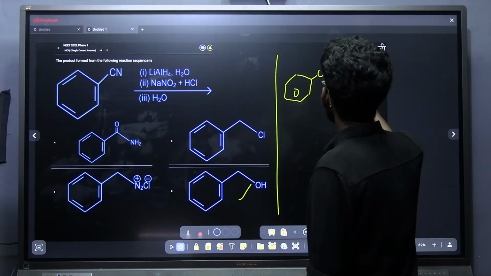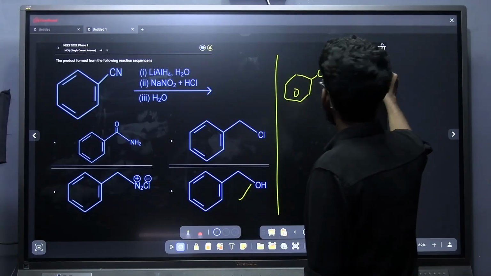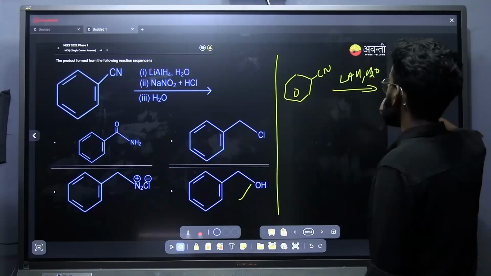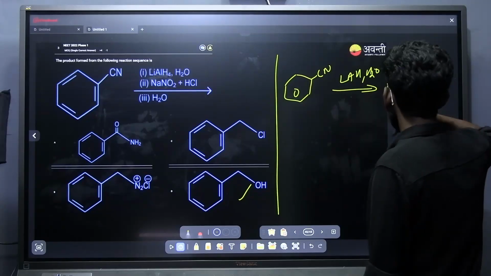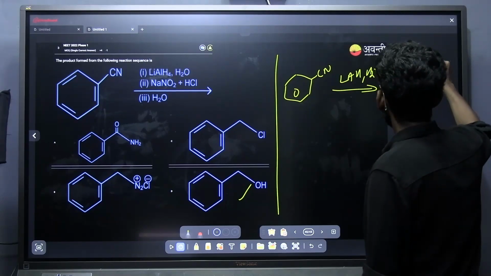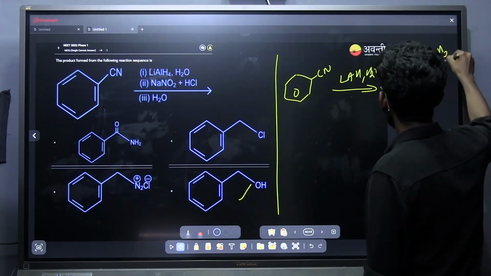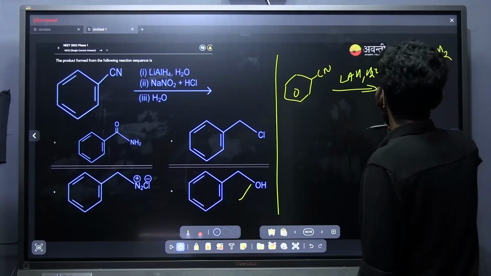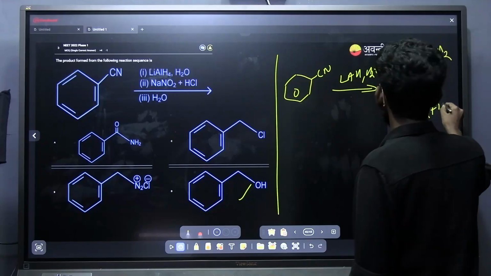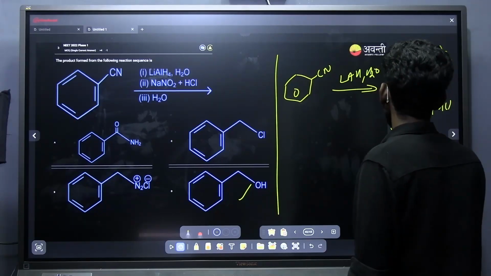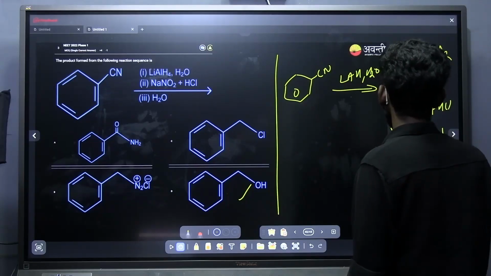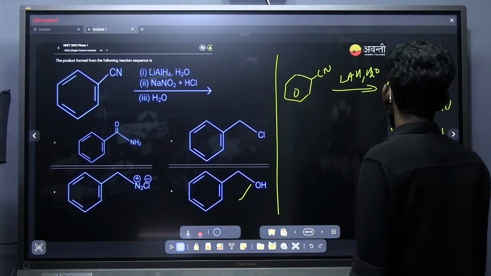CN on treating with lithium aluminum hydride and water, what will I be getting as a product? CH2NH2, that is reduction. Which on treating with NaNO2 plus HCl, what will it be converting into? CH2Cl, and this one on treating with water, H2O.